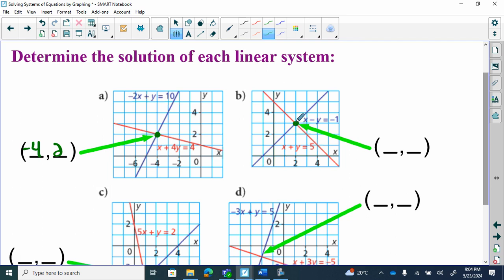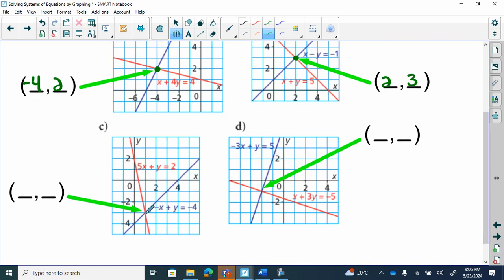Where do these two lines intersect? I'm going 1, 2 units to the right, and then 1, 2, 3 units up. That would be 2, 3. Remember x first, y second. Part C. All right, we're going 1 unit to the right and down 1, 2, 3. So that's a 1, -3. And then this last one, we're going 1, 2 blocks to the left and 1 block down. That is a -2 and a -1.